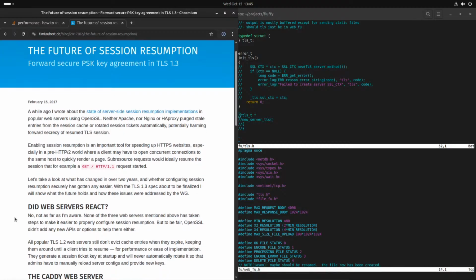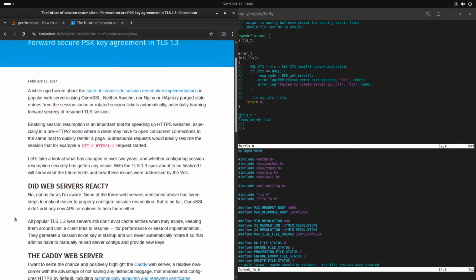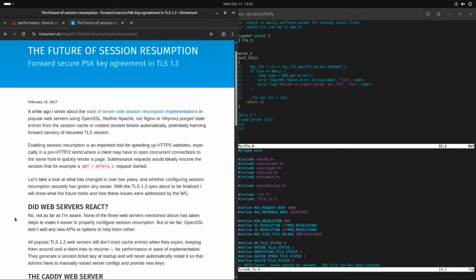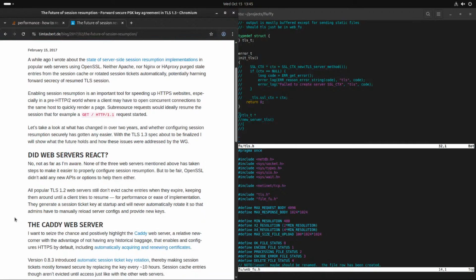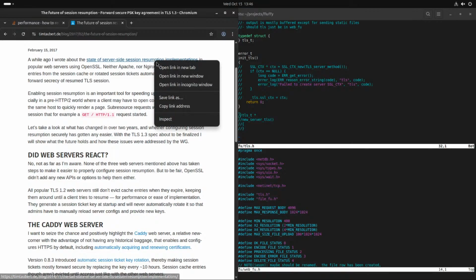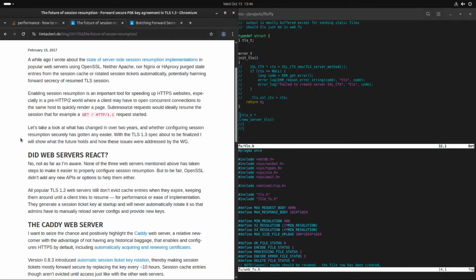Okay. Why am I still reading this? The future of session resumption, PSK key. Oh, here's the sad state of server side TLS session resumption implementation. God, I'm getting down a rabbit hole. Whoa. Although this is 2017.